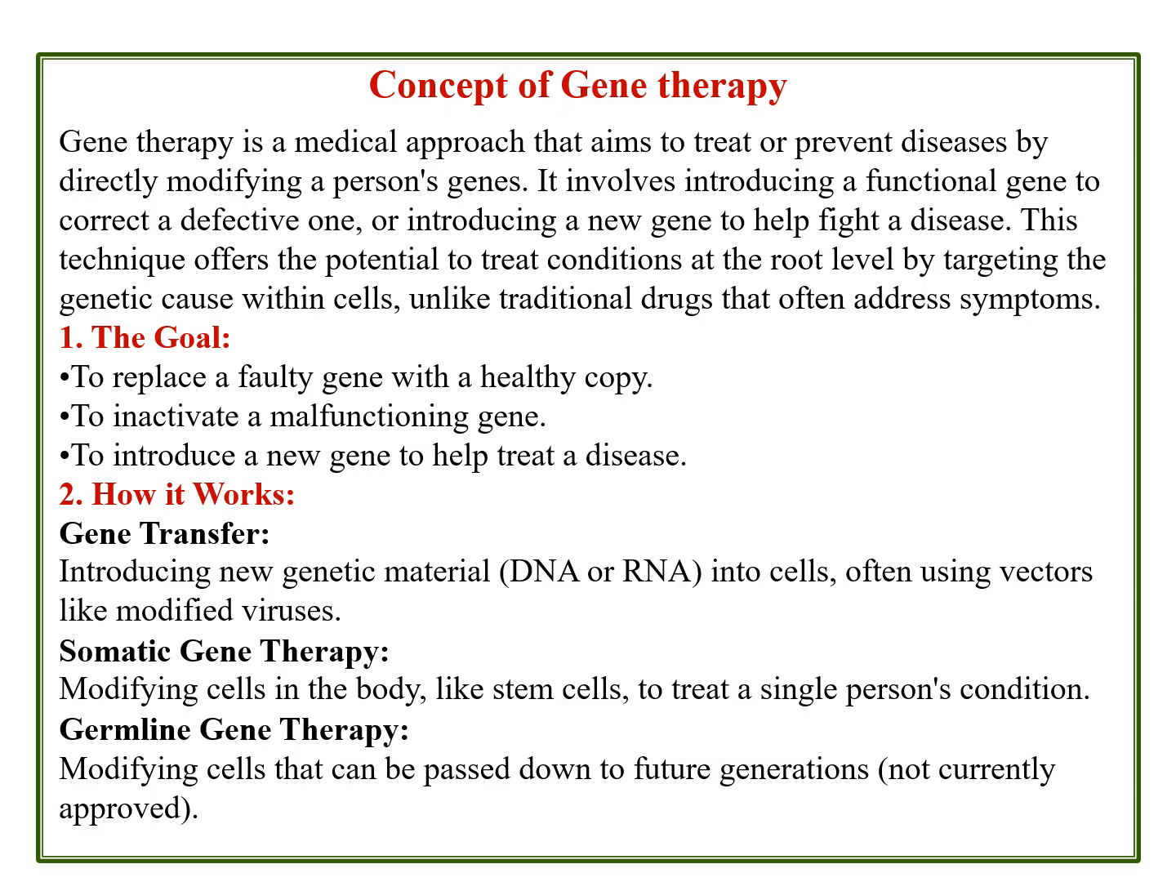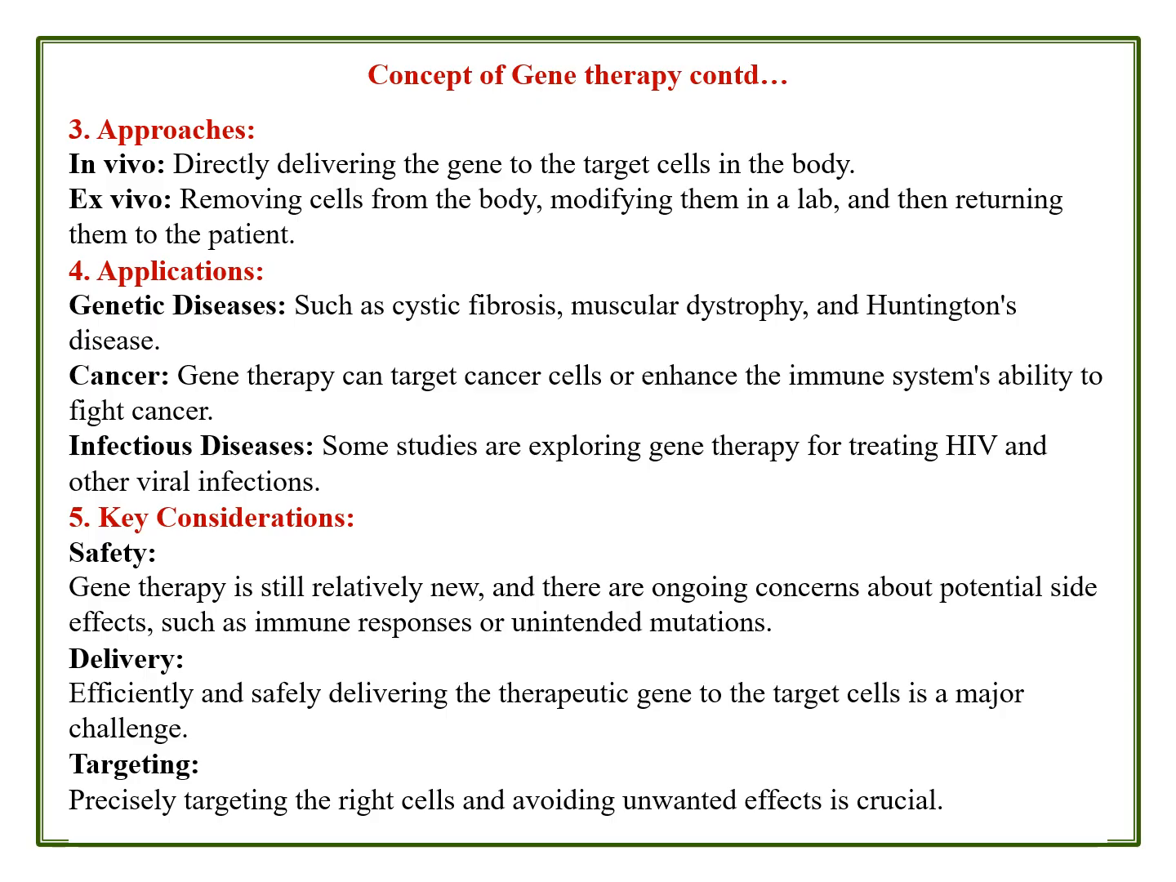Somatic gene therapy: modifying cells in the body, like stem cells, to treat a single person's condition. Germline gene therapy: modifying cells that can be passed down to future generations, not currently approved because it is a more ethical issue in the gene therapy system.